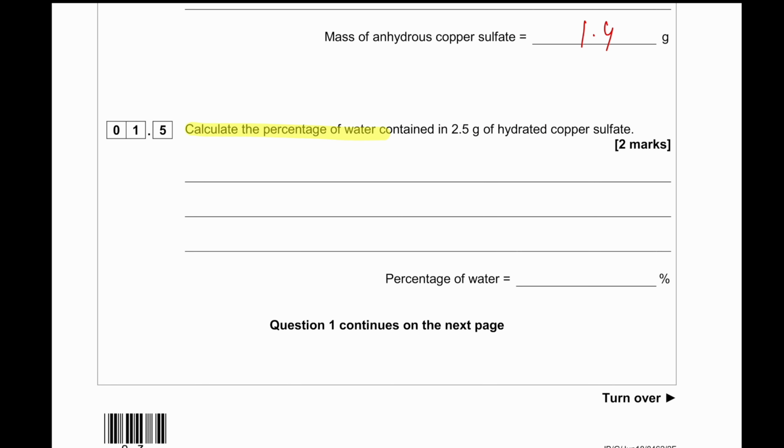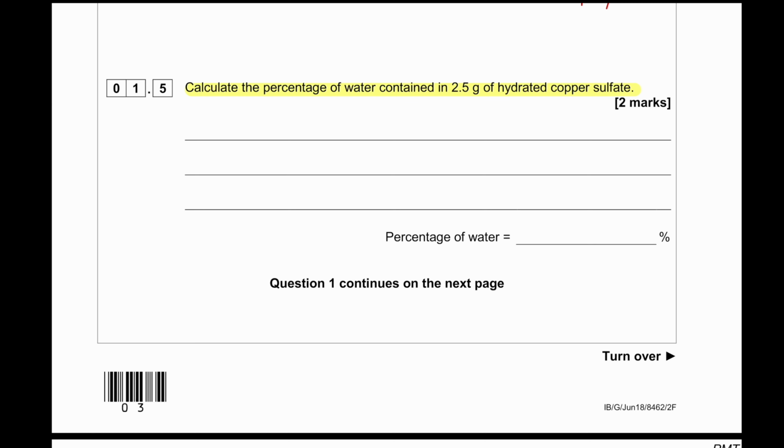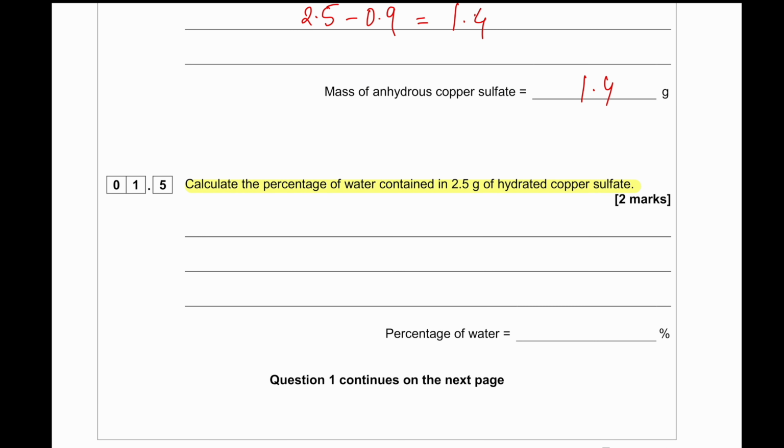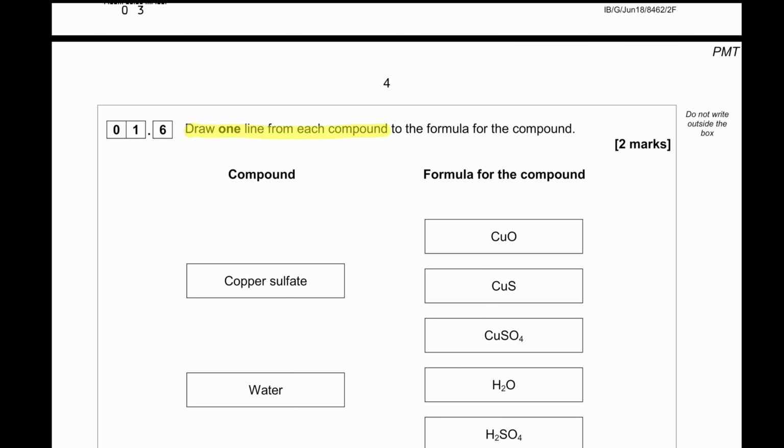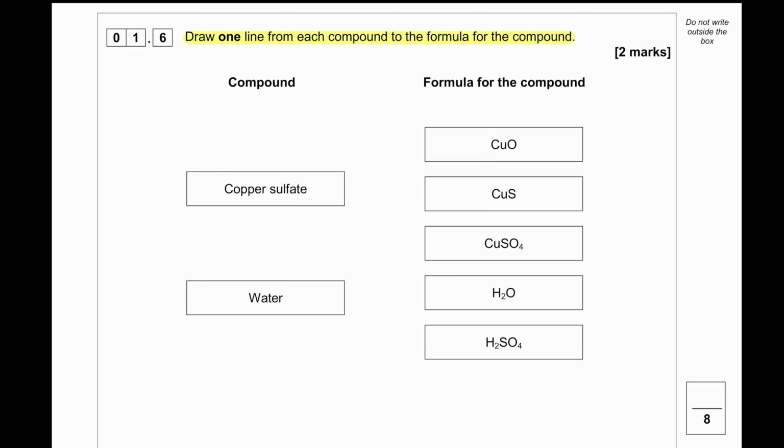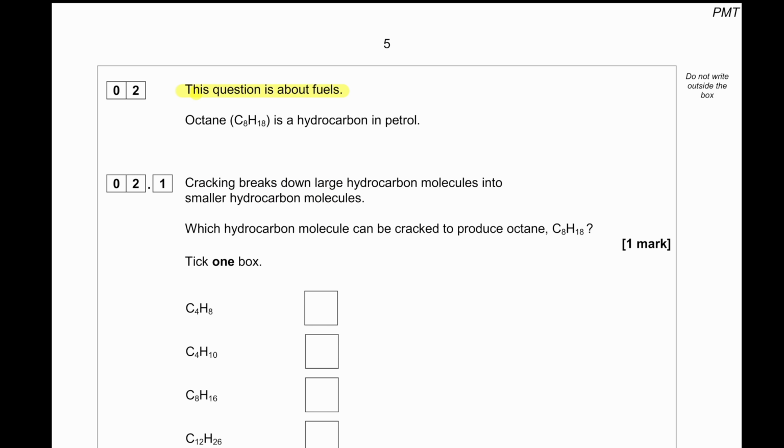Calculate the percentage of water contained in 2.5 gram of hydrated copper sulfate. So in 2.5 gram of hydrated copper sulfate, we had 0.9 grams of water. So 0.9 divided by 2.5 times 100%, which will give our percentage. So the answer is 36%. Draw one line from each compound to the formula of the compound. For example, copper sulfate is CuSO4 and water will be H2O.